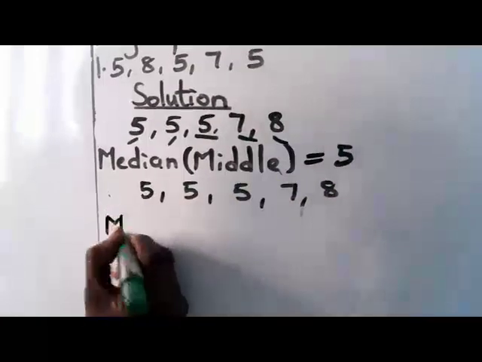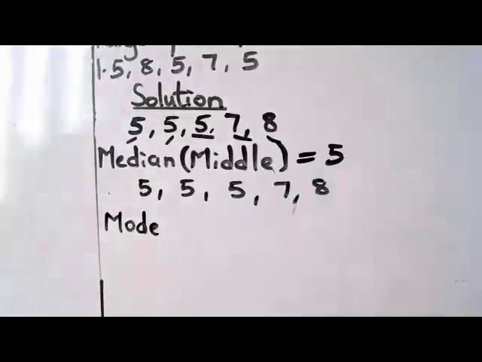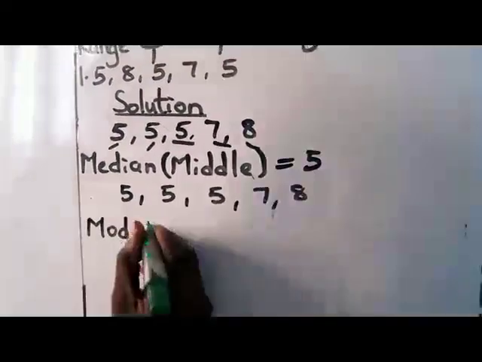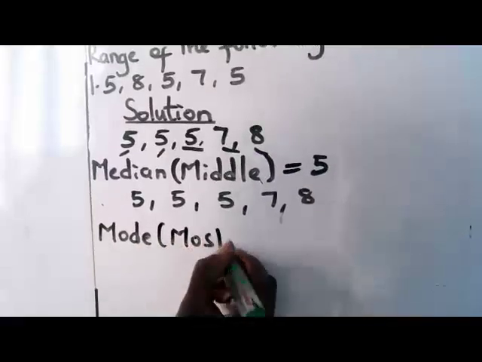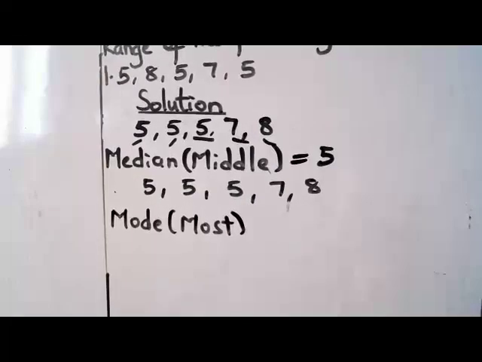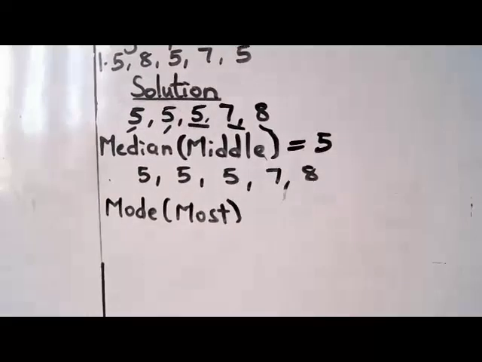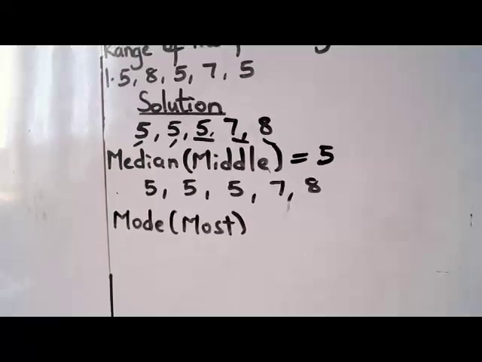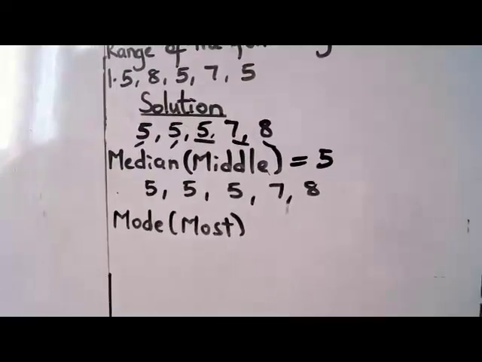Mode. Mode means most often. So let's just put the word most. Most is our key word here. Most. Look at the value. Which one do you think is appearing most? Is it 5, 7, or 8?